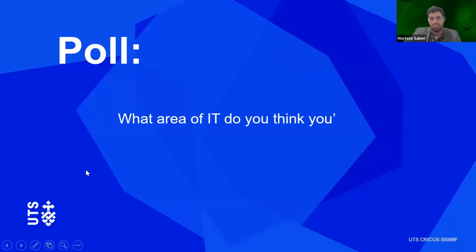So let's look at this poll. What area of IT do you think you would like to study or work in? Is it content, digital design, security, marketing, or just industry? What we have more of, let me see, software, and that's good. Security is good, for sure. We need a lot of people in this area.